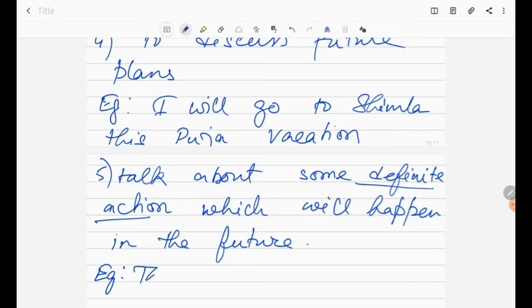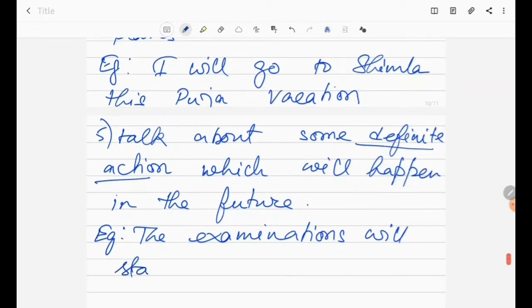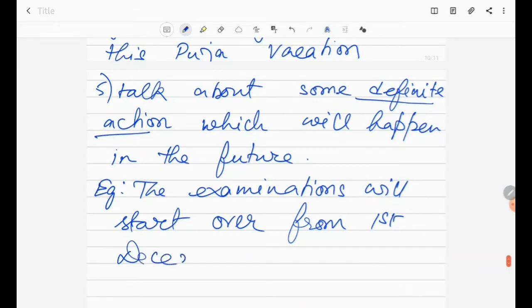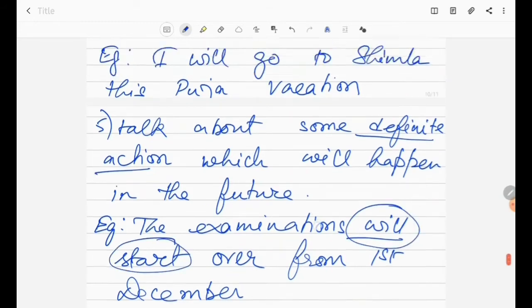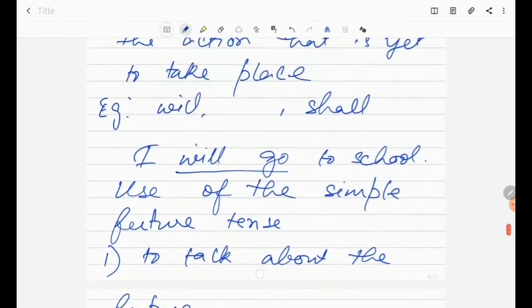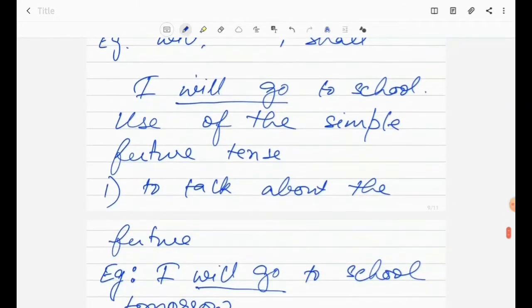Example, the examinations will start from 1st December. So here it is referring to a definite action. So whenever we talk about some definite action which is going to happen in the future, then we also use a simple future tense. So these are the definite uses of the simple future tense.